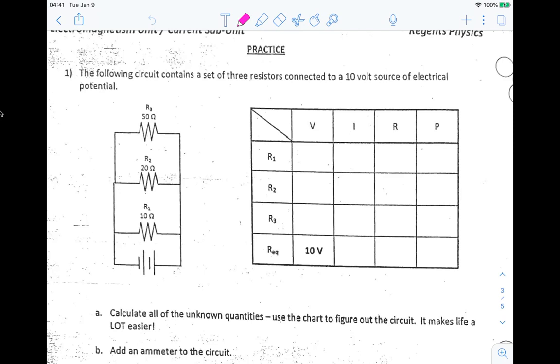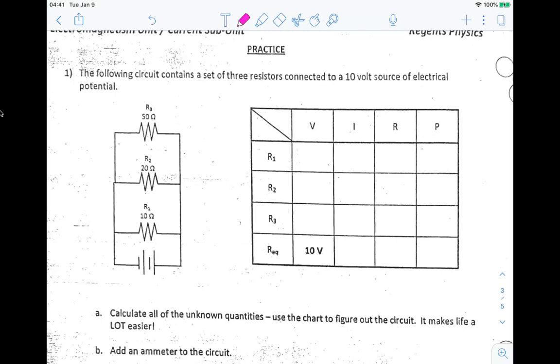For this question, they give you a circuit. You know that this is a parallel circuit because of the number of paths that you're able to take around your circuit. So in this case, you have 3 paths, 3 resistors, 1 resistor on each path. We want to calculate all of the unknown quantities using our chart. So that's what we're going to do first.